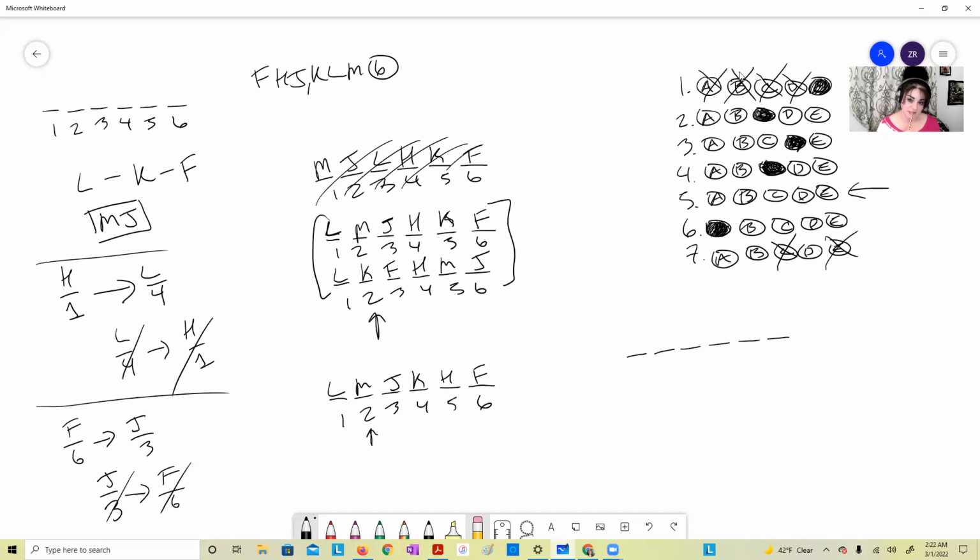Let's test D. Okay, so what would happen? What would this mean? If L is on 2, this fulfills a sufficient condition. Specifically, if L is on 2, well, then L is not on 4. If L is not on 4, that means H can't be on 1. Okay, this causes a problem now.